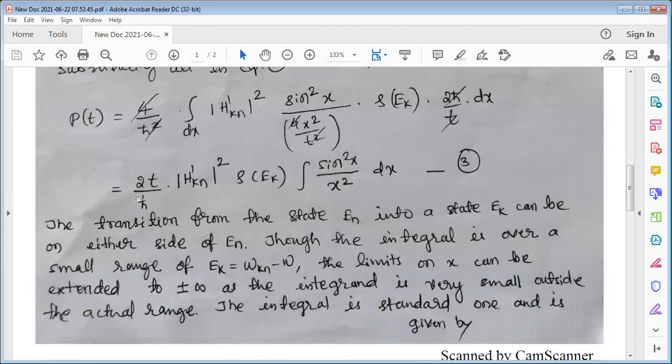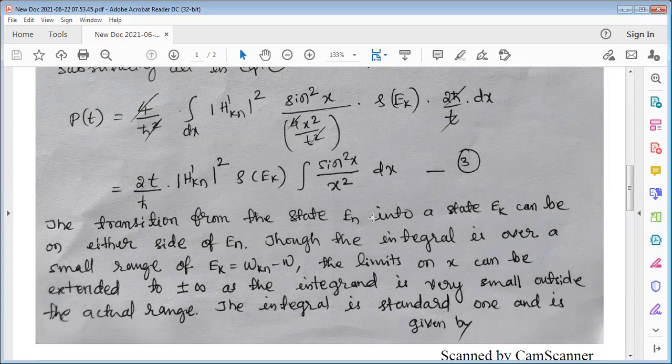So the probability is equal to 2t upon ħ into |H'kn|² into ρ(Ek) into integral of sin²x divided by x² into dx, because here only x² is left, and these two are taken outside the integral sign, because this is for a higher time t. So when the time t is large, we have considered these two as constants. So the only variable is the sin square term. The integral term is the only variable term.